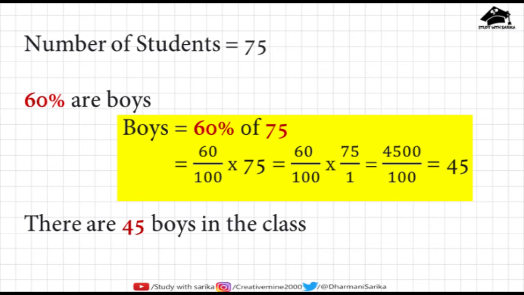So how many boys are there in the class? There are 45 boys in the class, which of course is less than the total number of students, which was 75. So 45 students are boys out of 75 students in the class. I hope you have understood today's topic, which is how to find a percent of a number. Simply write the percentage in its fractional form, convert of into the multiply sign, and do all the calculation. You will get your answer. Yes, it was that easy to find a percentage.